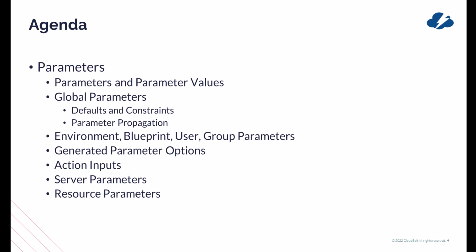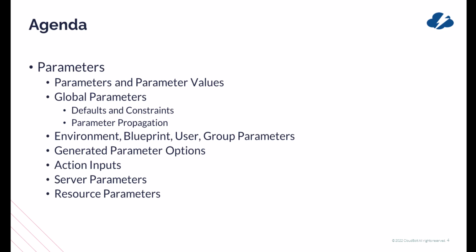We'll then go into global parameters, talking about how we set defaults and constraints around parameter values. Things like parameter propagation. It's important to understand the order of operations inside of CloudBolt: if we're setting parameter values at different levels inside of the system, how they all interoperate, and then how the end user interacts with those parameter values when they go to submit a request. We'll talk about the difference between environment, blueprint, user, and group parameters and the best times to use each of these constructs. We'll also go into generated parameter options, and we're going to be writing some code here, so we'll get into my development environment.